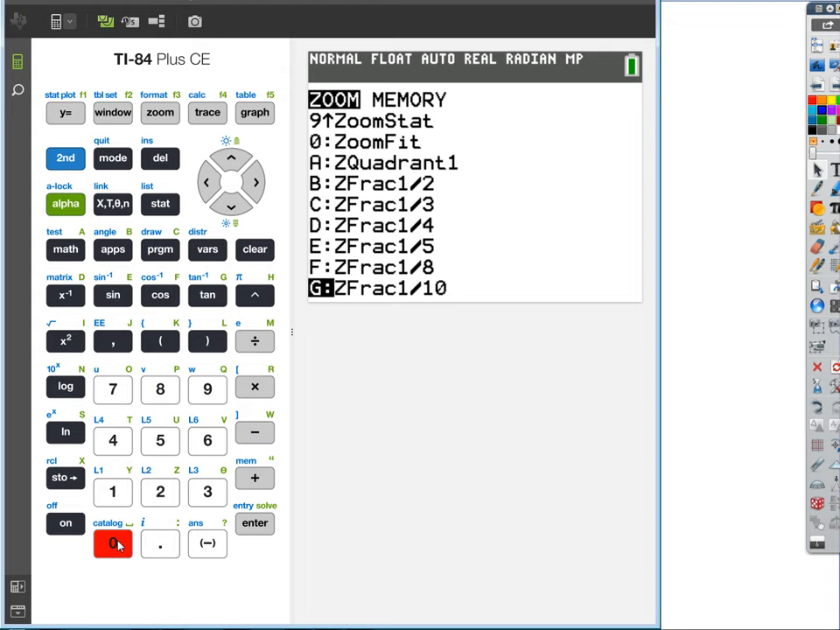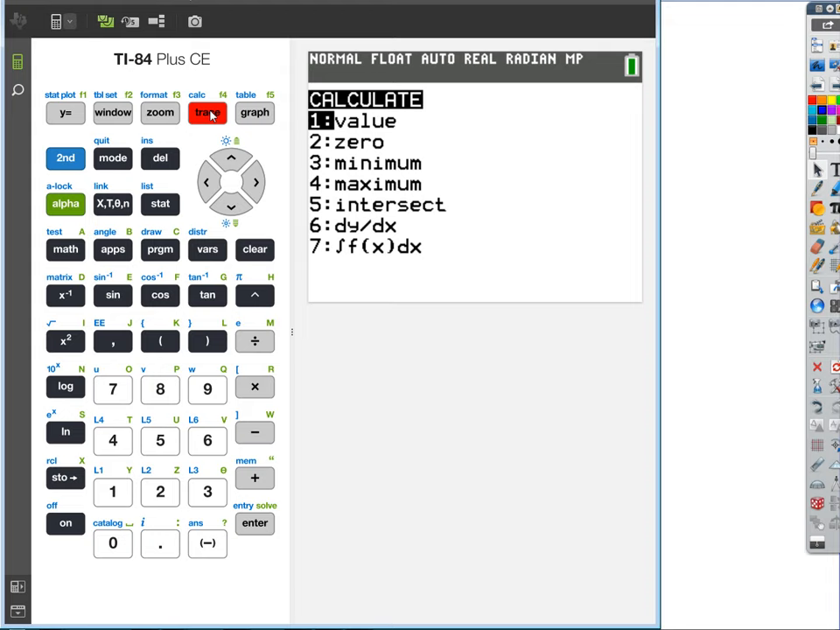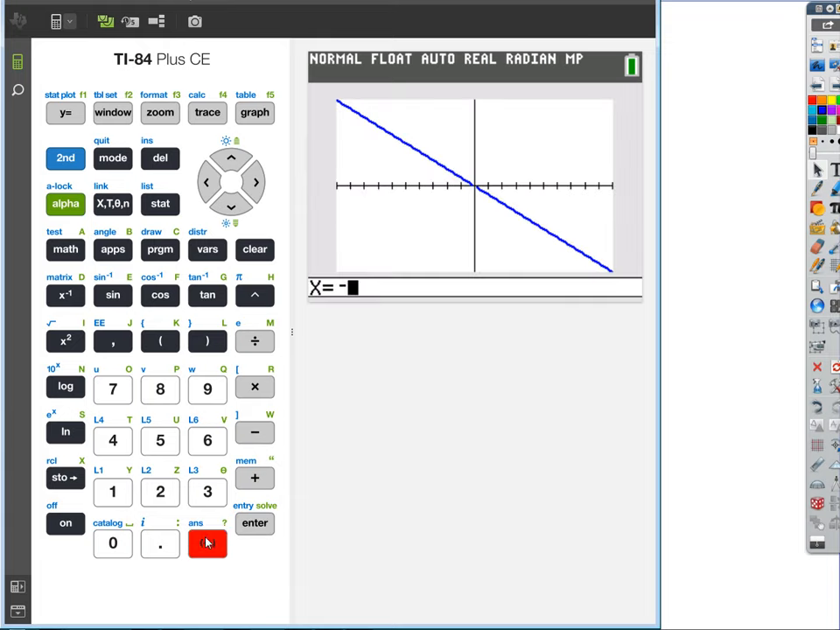Okay, there's a way to do this also. So we can go up, and I am recording this, good. So we can go up to second calc, and second F4 gives us our bag of tricks for graphs. There's lots of stuff we can do. In this case, what we're trying to do is maybe find the value of the function, right? So we'll just hit 1 or enter and put in an x value, like negative 0.05, for example. And then it puts the cursor there, and it tells us the x and y value.